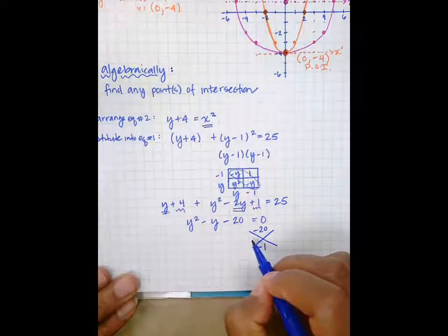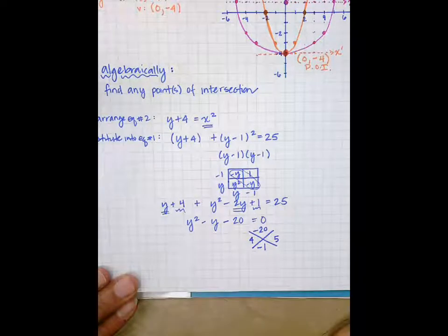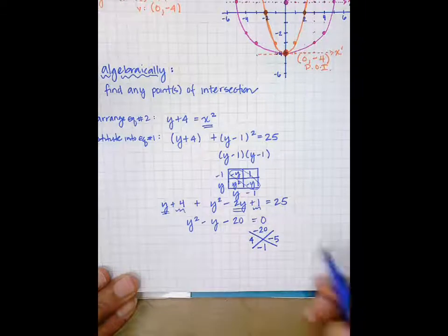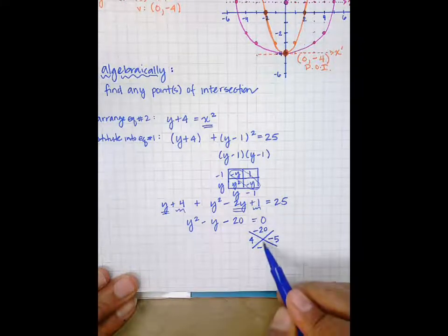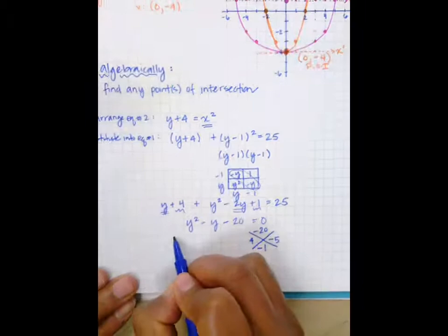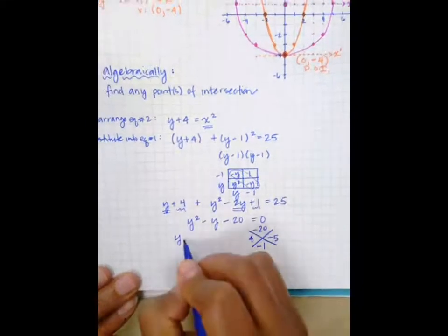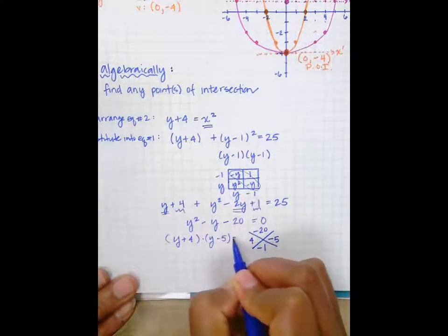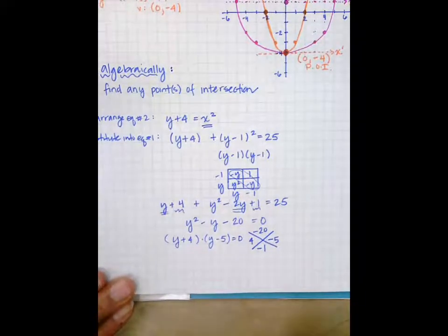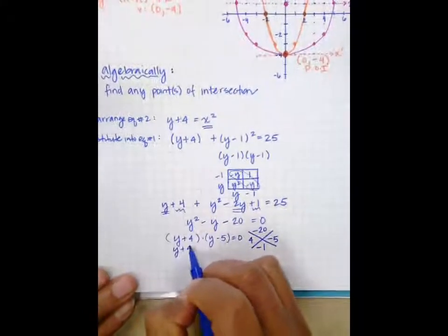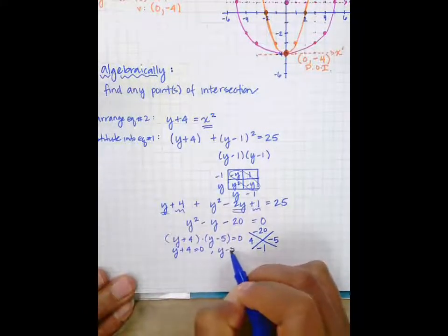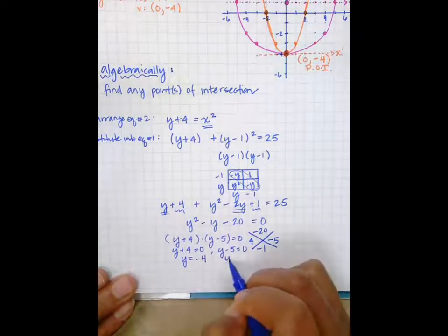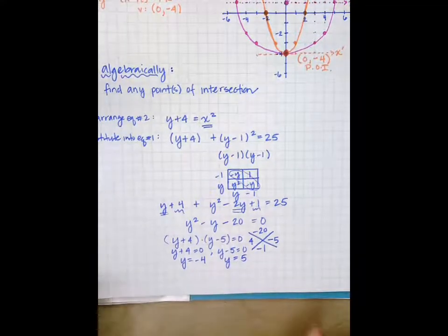In this case, 4 and 5. If one of them is negative, and since they need to combine to a negative 1, it's the negative 5 and a positive 4 that would add to negative 1 but multiply to negative 20. Since the a value here is 1, it just becomes y plus 4 times y minus 5 equals 0. Now you use the zero product property to figure out when y plus 4 equals 0, or when y minus 5 equals 0. Solving each one, y equals negative 4 or y equals positive 5.